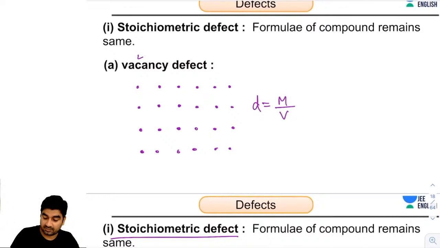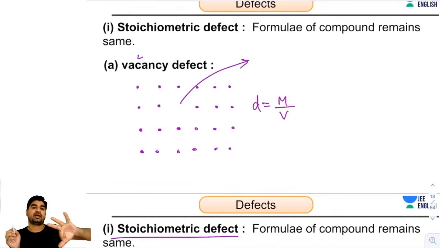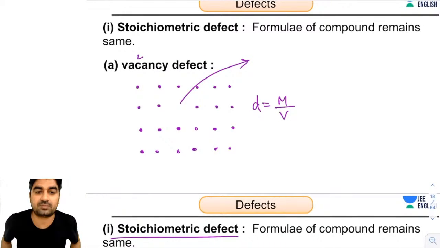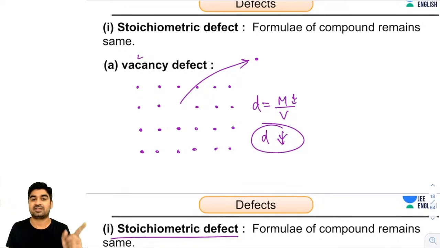So now what happens in vacancy defect? Suppose this atom is removed. Now this is no more part of this crystal. The atom which was present here has left the crystal. So what will happen? Does the volume of crystal change once one atom or one constituent particle escapes? Will the volume of this crystal change or not? Volume will not change. But guys, once your molecule is moving out of the crystal, mass will decrease. And if mass decreases, as a result, density will decrease. So, due to vacancy defect, density will decrease.